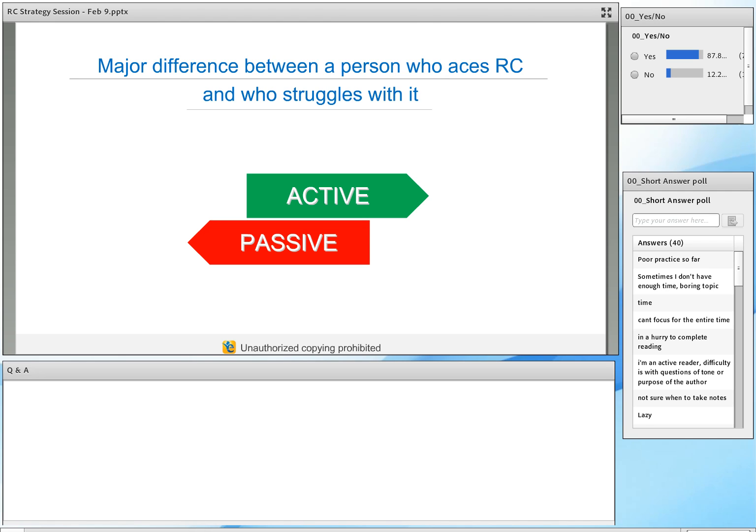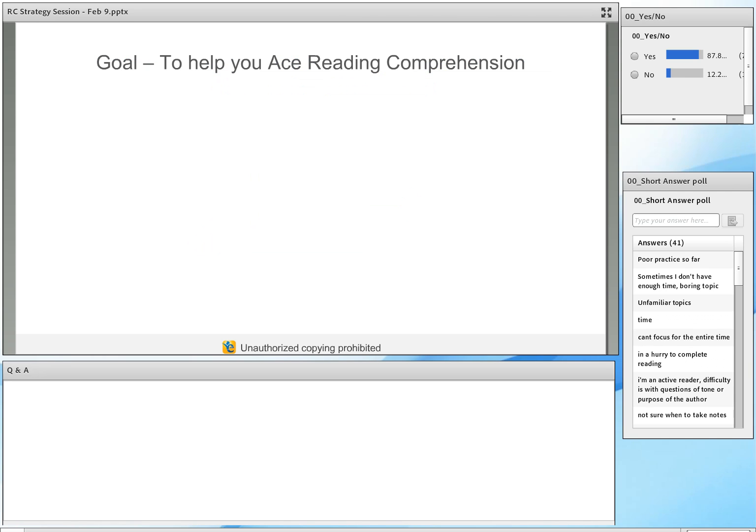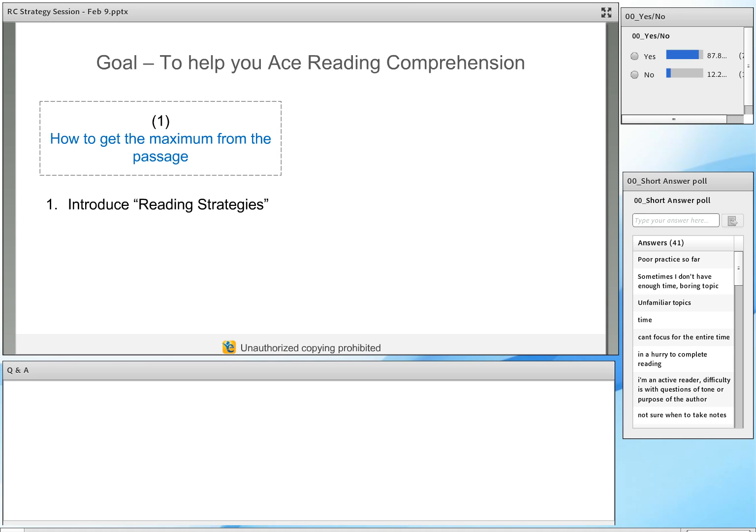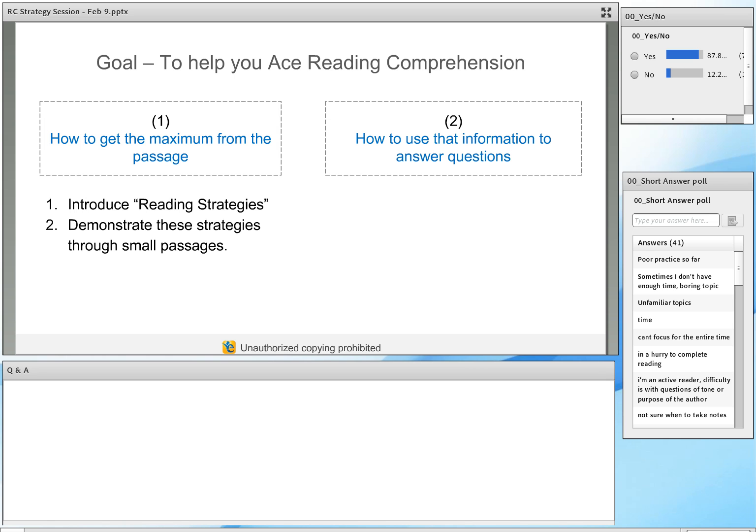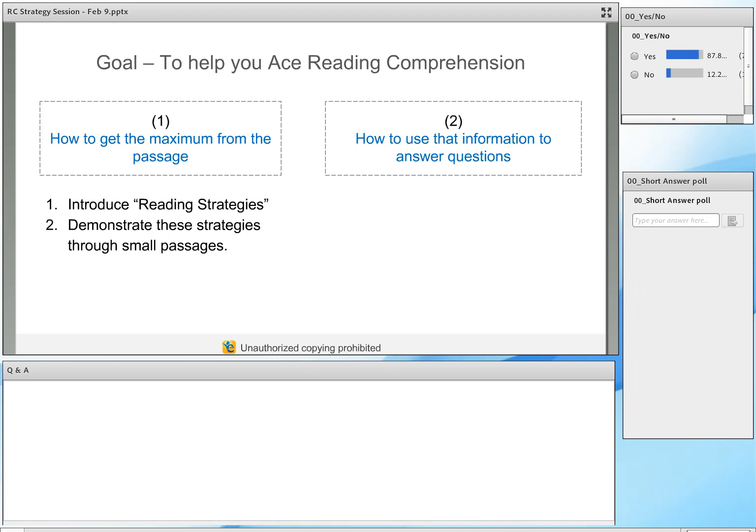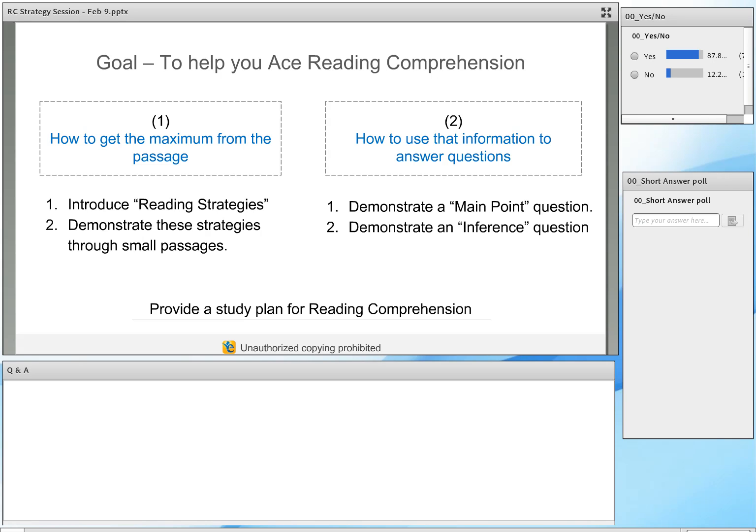A number of you today are not able to become active readers. The way to solve that problem is to get you to become an active reader. And for that, we have to do two things. We have to teach you how to get the maximum from the passage when you read it the first time. For that, I'm going to show you reading strategies, and I'm going to demonstrate these reading strategies through two small passages. Once I do that, I'm going to teach you how to use that information to answer questions. For that, I'm going to demonstrate a main point question and an inference question.